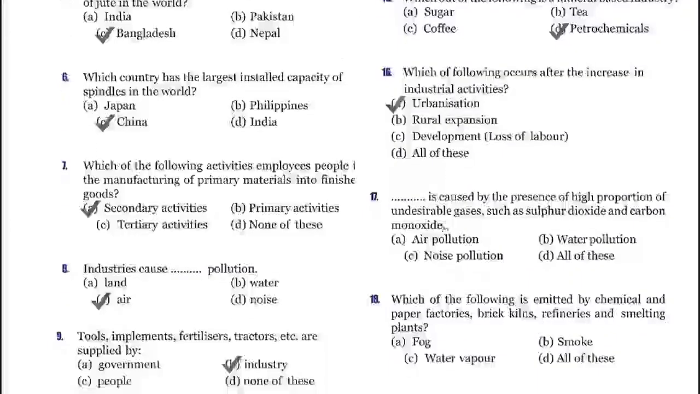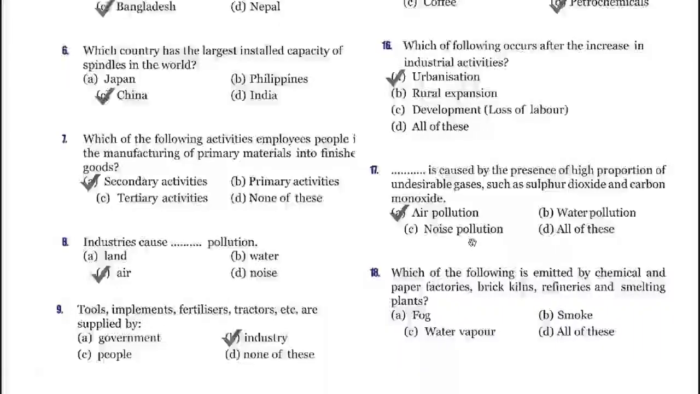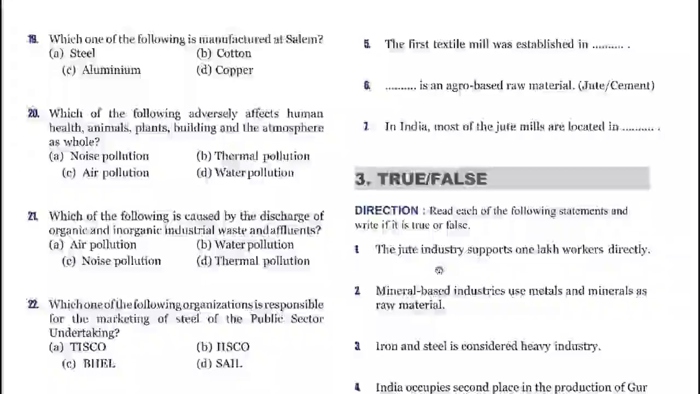Now moving to the next question, dash is caused by the presence of a high proportion of undesirable gases such as sulfur dioxide and carbon monoxide, and the options are air pollution, water pollution, noise pollution, and all of these, and its correct answer is option A, air pollution. Now question 18, which of the following is emitted by chemical and paper factories, brick kilns, refineries and smelting plants? Fog, smoke, water vapor, and all of these, and its correct answer is option B, smoke.